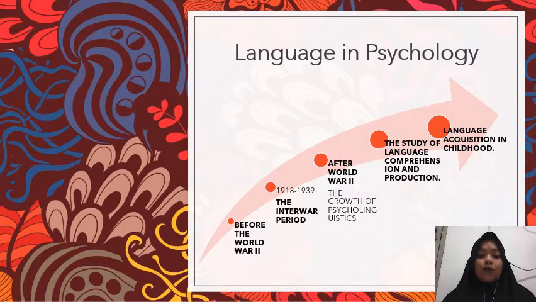The first is before World War II, the second is the interwar period, the third is after World War II or the growth of psycholinguistics. The fourth is the study of language comprehension and production. The fifth is language acquisition in childhood.